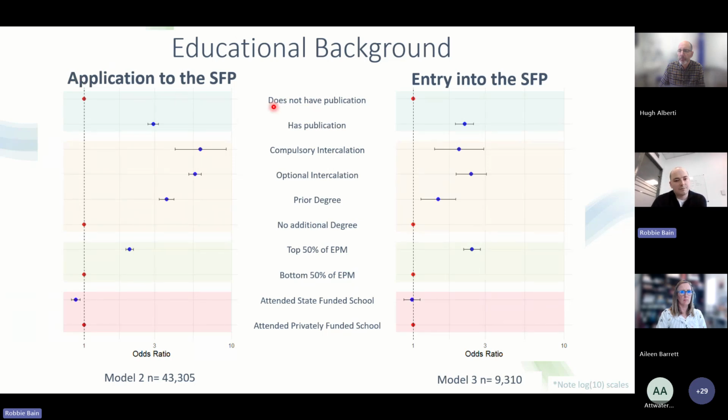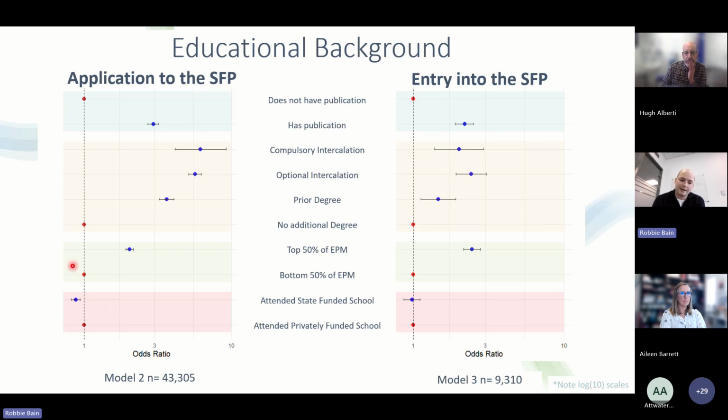Firstly, think about educational background. What we found was the strongest predictor of whether you were going to apply to the SFP was if you had either a prior degree or had intercalated. Those that had done an intercalated degree were about 6 times more likely to apply to the SFP than those who hadn't. What we also found is that if people had applied, intercalation was still important, and you were about twice as likely to get an SFP post than if you hadn't intercalated.